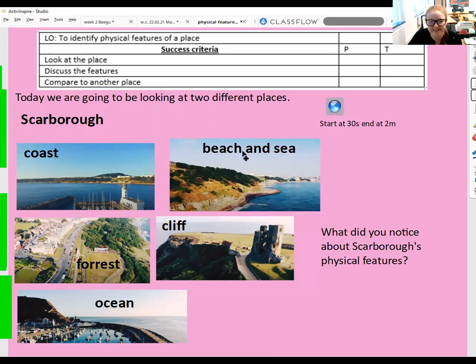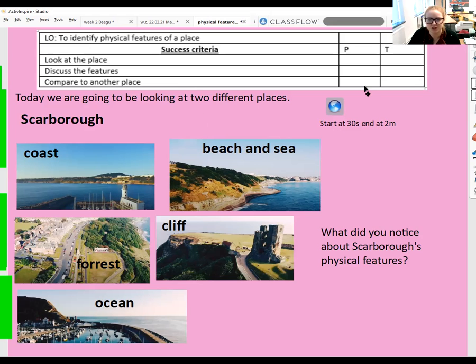Last one, we can see the beach and the sea. So here along the coast, I can see the beach. It looks quite sandy, doesn't it? There's probably quite a lot of pebbles down there. You can maybe walk along it, and rolling up onto the beach, splashing on it, making it wet is the sea. Okay, fantastic.